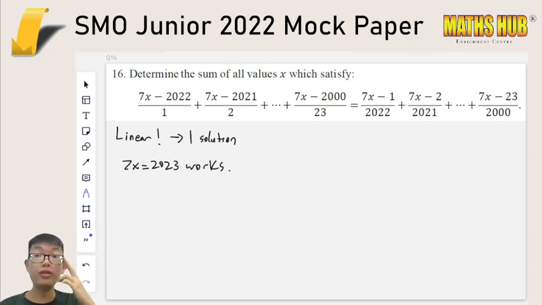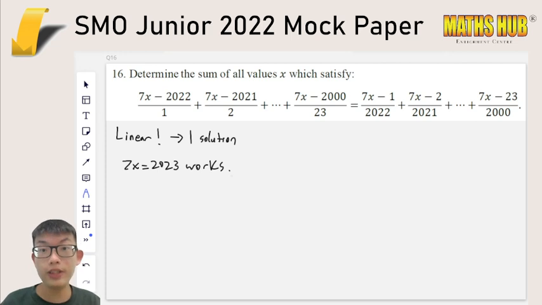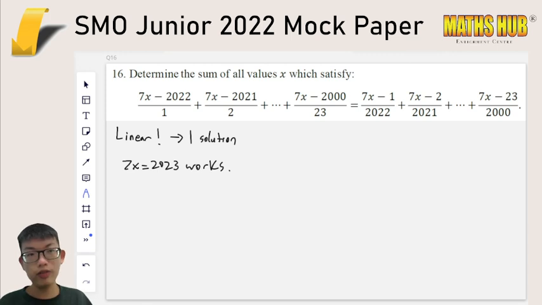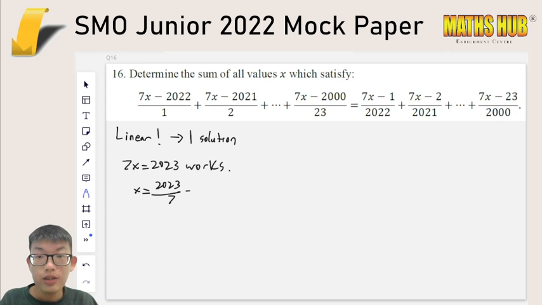So if 7x equals to 2023, both of these are just going to become 1 over 1, 2 over 2 to 23 over 23, which is just going to be 23. And the right side would be 2022 over 2022, 2021 over 2021 until 2000 over 2000, which is also going to give you 23. So we're really happy with this. x is just 2023 over 7, which is 289.